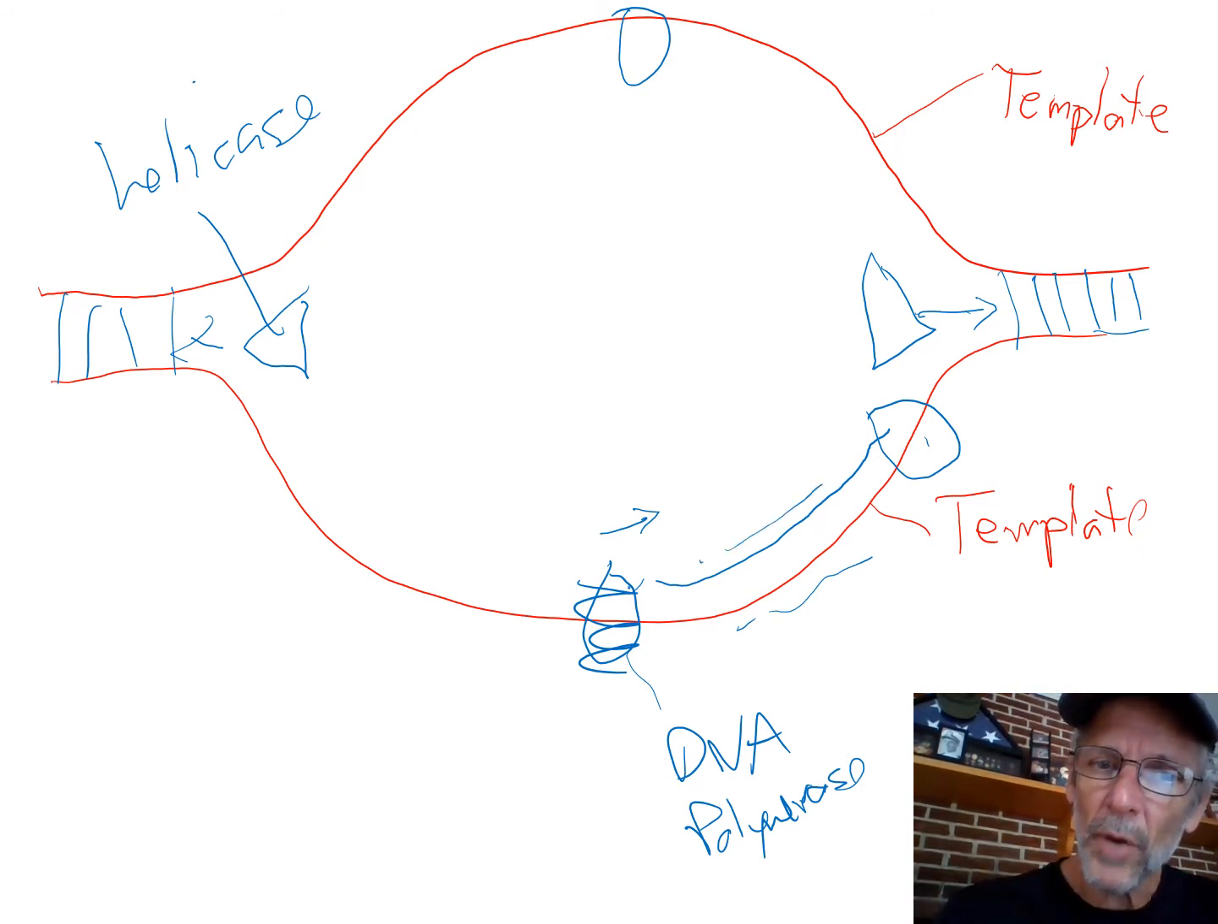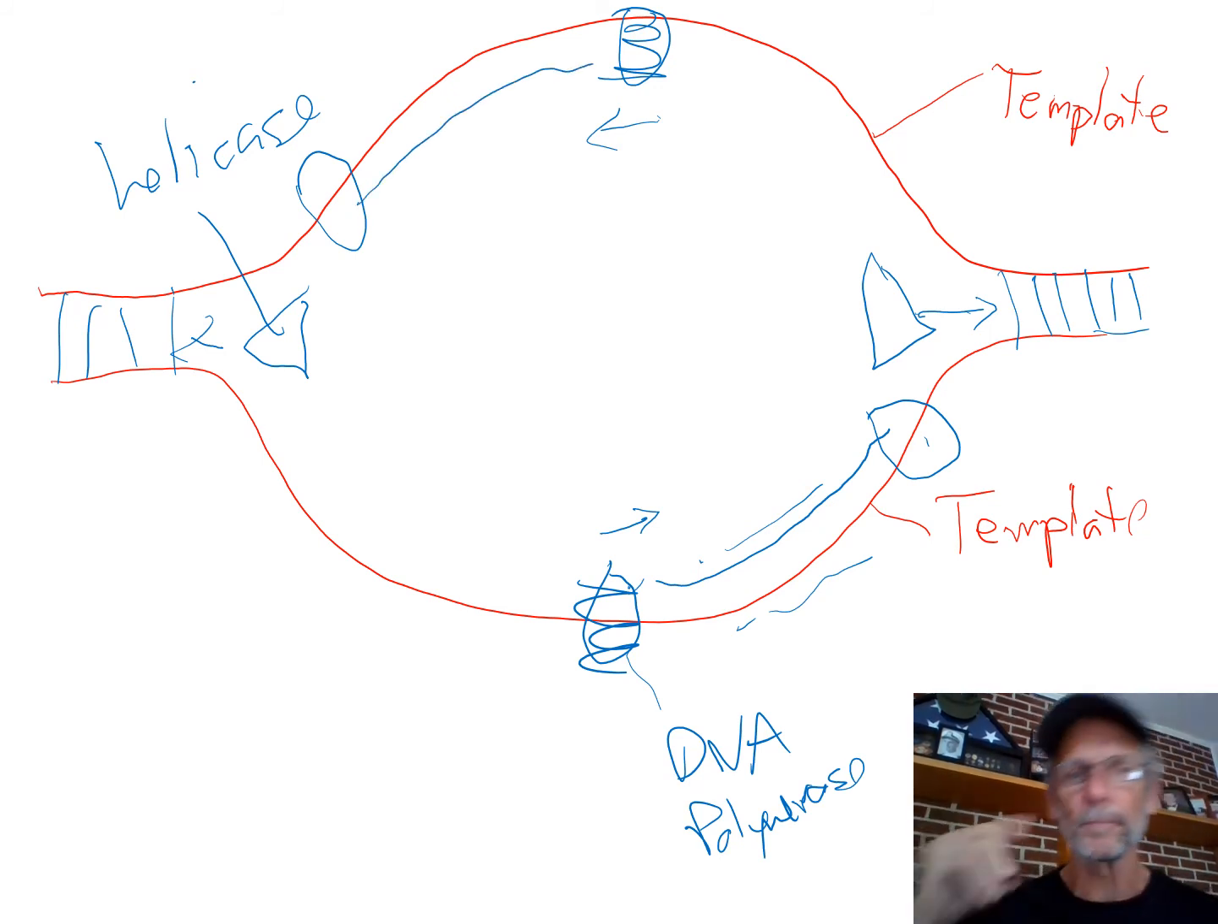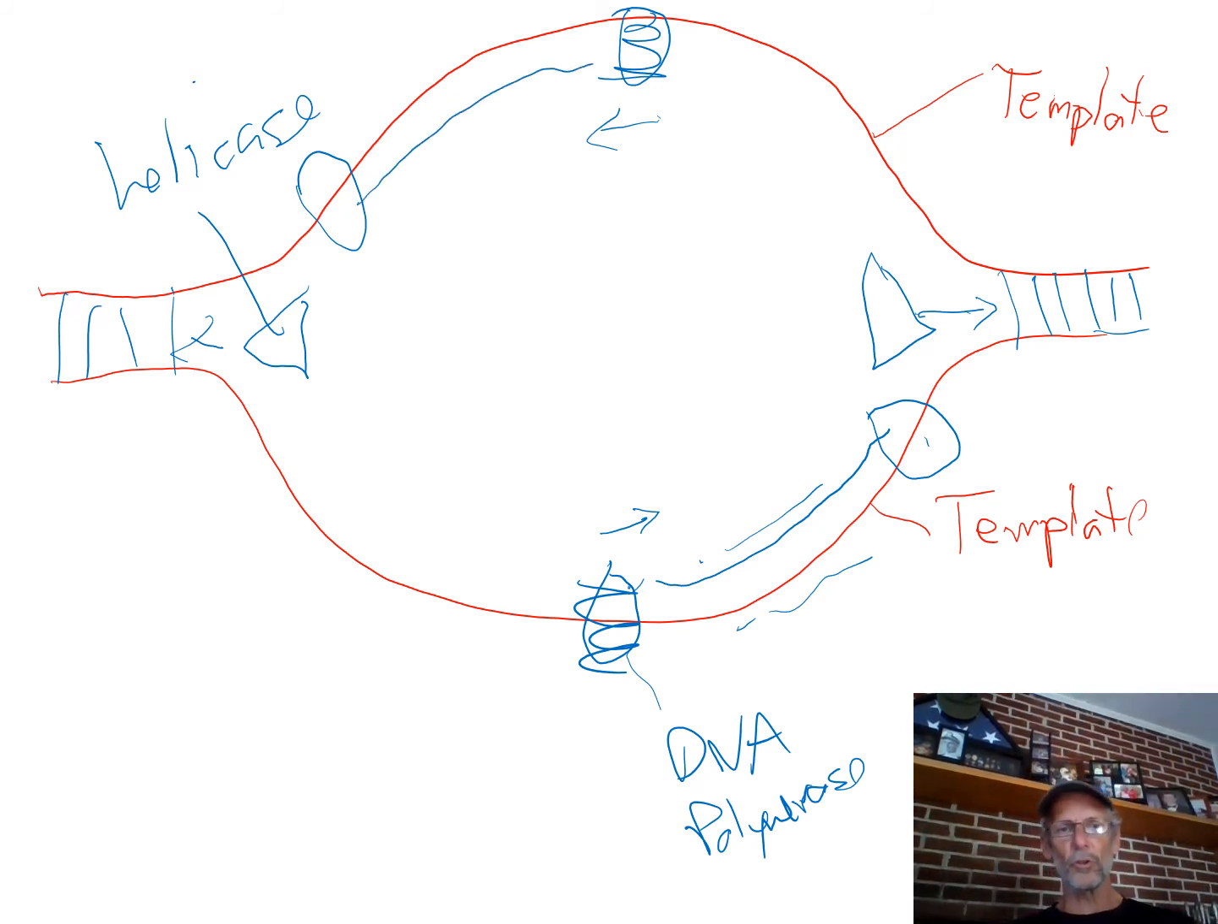If this one on the bottom is going in this direction, this one on the top is going in the other direction. That's the anti-parallel aspect of the template strand, that one side is upside down compared to the other. So when this one gets over here, for instance, it's not over here anymore, right? It will have put together this strand. Okay, so far so good?